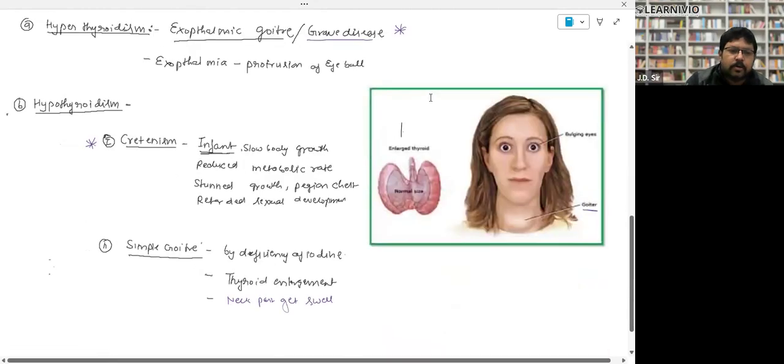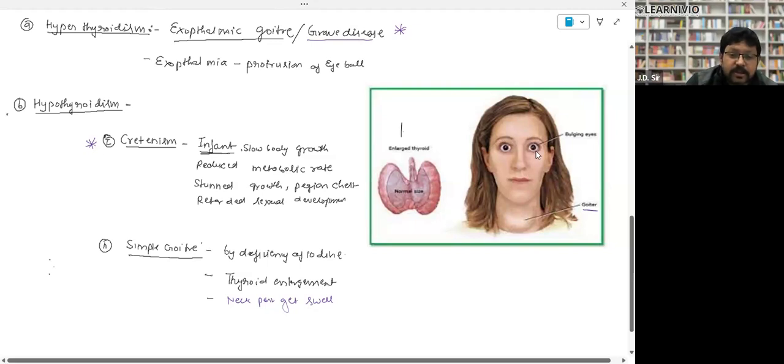Yes. Look, there are certain diseases which occur due to this gland, thyroid. So hyperthyroidism. Hyper means when secretion is more, right? So it causes exophthalmic goiter or Grave's disease, right? Exophthalmic goiter or Grave's disease. Exophthalmia, or protrusion of the eye.